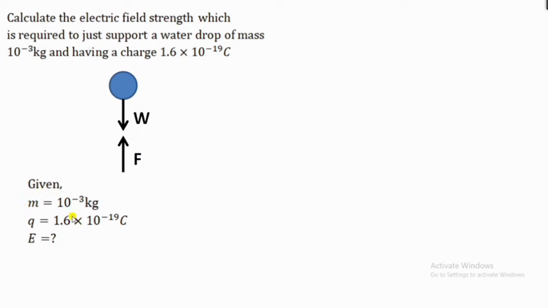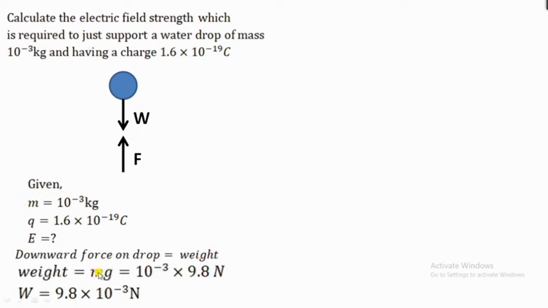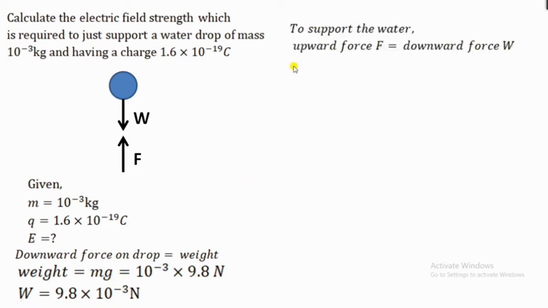So out here these things are given. So the downward force is weight. The formula for weight is mg. If you put the values, you'll get 9.8 into 10 to the power minus 3 Newton as the downward force. Now to support the water, we need the upward force to be equal to the downward force. So F is the upward force, W is the downward force.